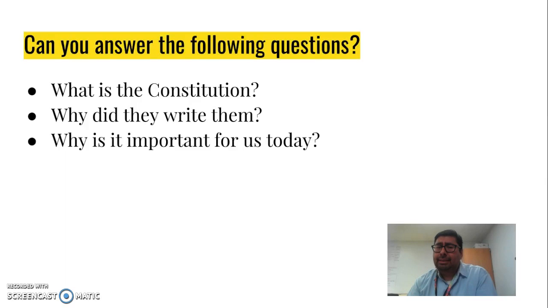And last, we still use the Constitution today. So the question is, why is it important to us today? Just like yesterday, why was the Declaration of Independence important to us today? It happened in 1776, way back then, but we still use it. Why is it important to you today?